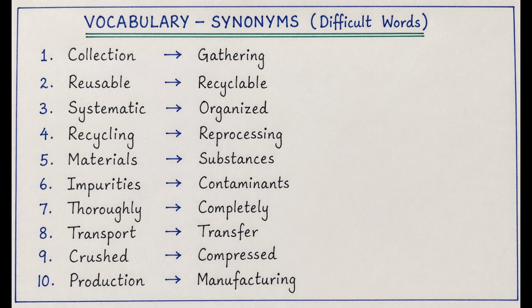Tips for high band score. Use formal language. Write in present simple tense. Use passive voice. Avoid personal opinions. Follow the exact order shown in the diagram. That's how you can write a strong IELTS Writing Task 1 process diagram answer.